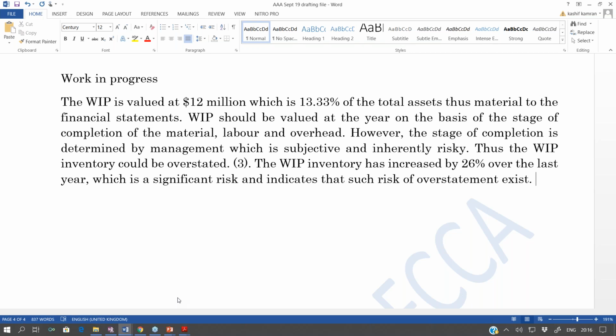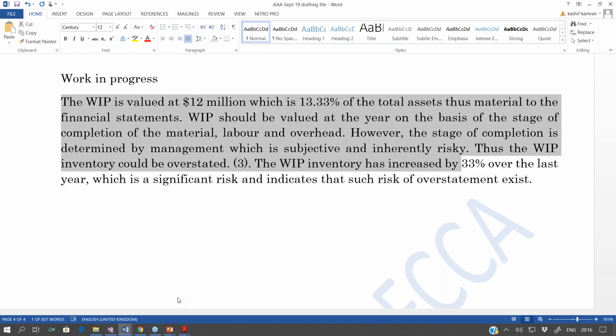So yes, the percentage could be 33, right? Change the percentage, whatever is the final answer, but it has increased a lot, right? 33% over the last year. That's $3 million divided by $9 million, because last year it was 9 million. So 3 divided by 9, which is a significant risk and indicates it. Will we get some marks for identifying this 33% over the last year? Will the examiner give me any bonus marks for this?